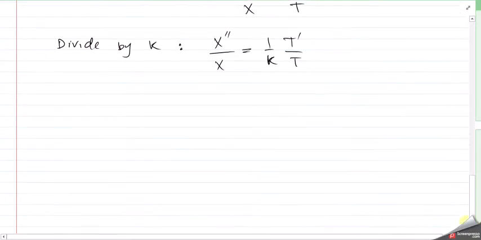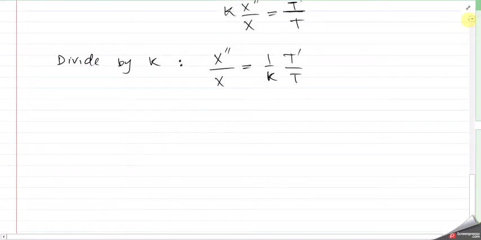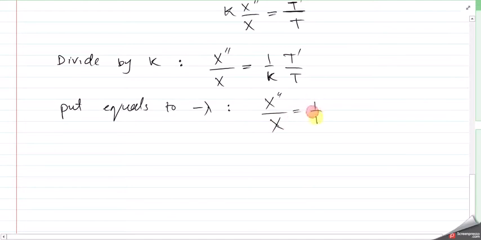And then now we put this expression equal to minus lambda. Once again, we can put it equal to plus lambda or any other constant you want. It will work very well, but minus lambda will make our life a little bit easier. It's just a mathematical technicality. It makes life a little easier later, so that's why we suppose minus lambda. Otherwise, plus lambda will be equally good.